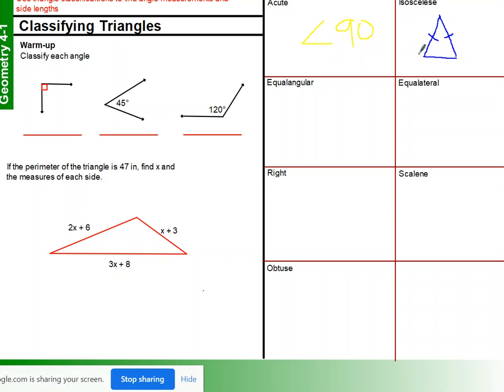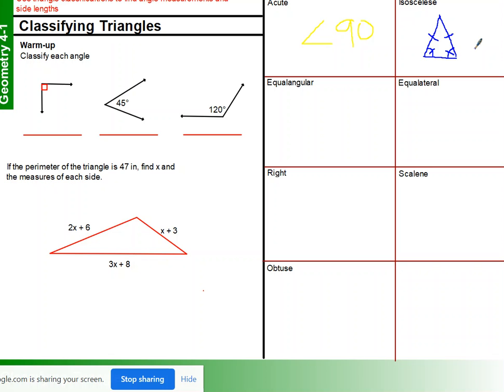Incidentally, what can you tell me about this angle and this angle? And since there are only 5 of us, you should be unmuted at all times. So what can you say about these 2 angle measurements? They're congruent. So an isosceles triangle has 1 pair of congruent sides and 1 pair of congruent angles.